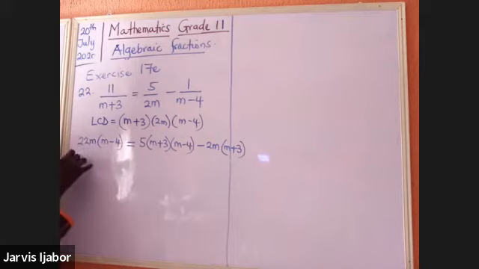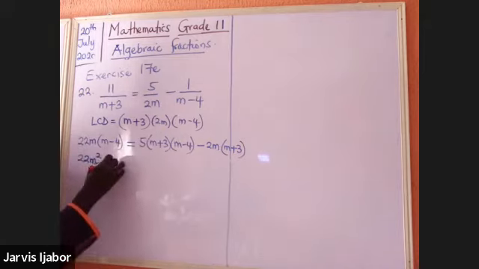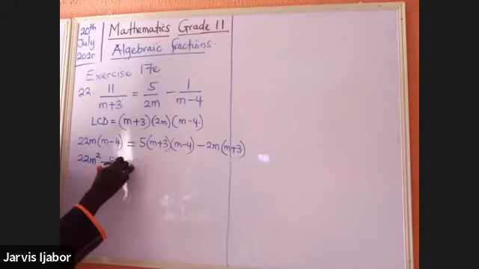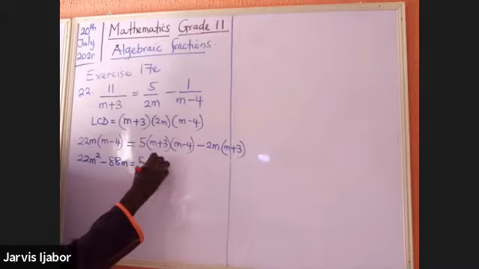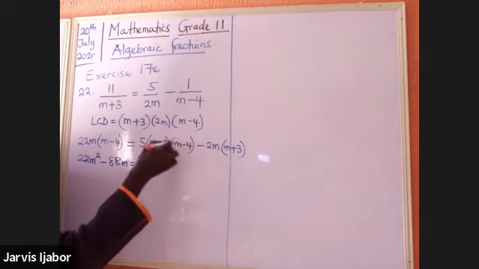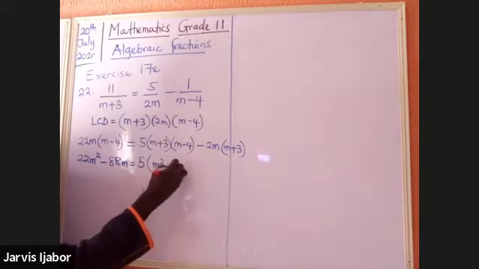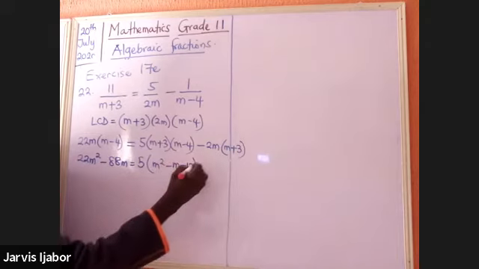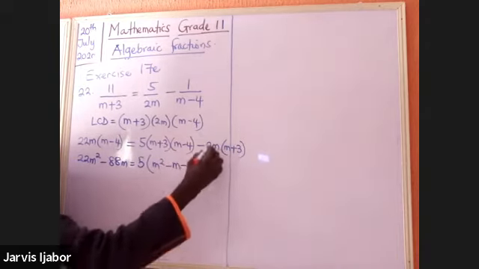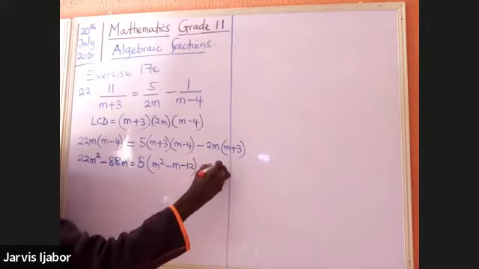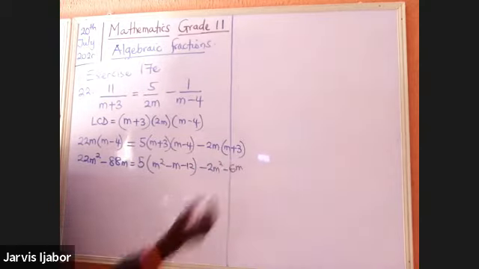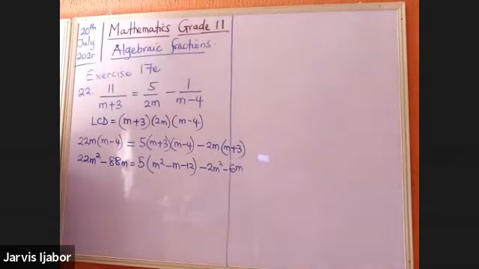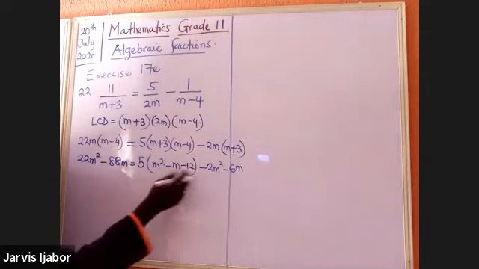This will give me 22m squared minus 88m equal to 5 into m squared minus 4m plus 3m, that's minus m, minus 12, then minus 2m squared minus 6m. Right, what's the next thing you do? You open this bracket. It's important you open this bracket first.